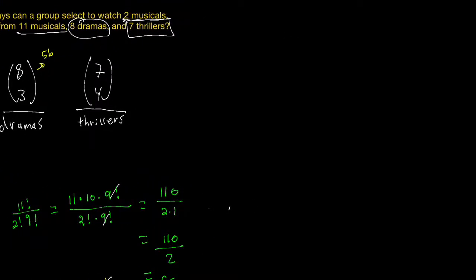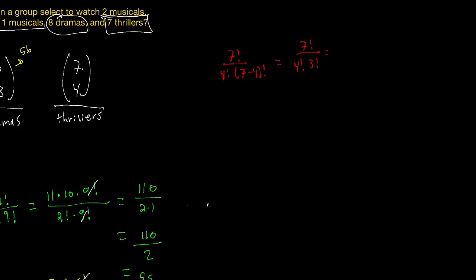Let's do this final one, 7 choose 4. So 7 choose 4 is going to be 7 factorial over 4 factorial times 7 minus 4 factorial. So we get 7 factorial, 4 factorial, 7 minus 4 is 3 factorial. So we expand 7 until we get down to 4 factorial. So 7 times 6 times 5 times, until we get down to 4 factorial.